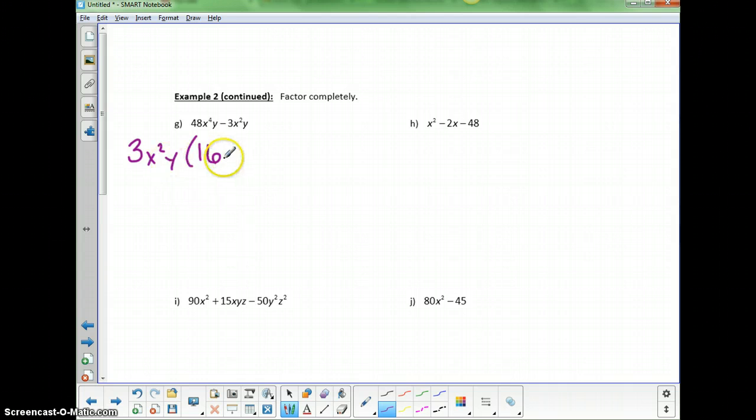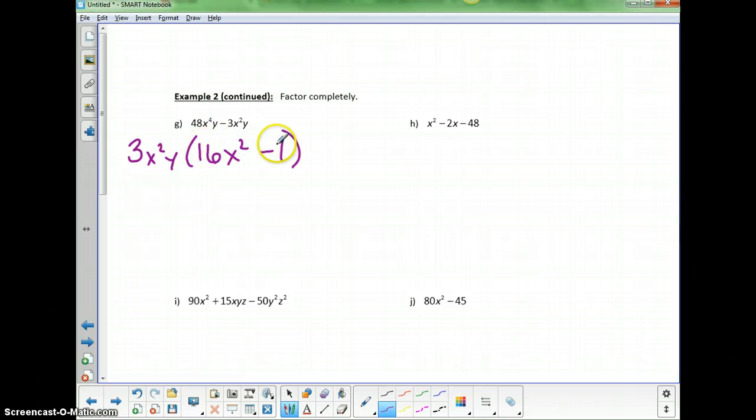Okay, so it's going to leave us with 16 times x squared. Take one off the y already, so that's gone. Minus, I've already divided the 3 out, the x squared out, and the y out, so I'm left with 1. Alright, so we've taken out a coefficient of 3x squared y. That was the greatest common factor.